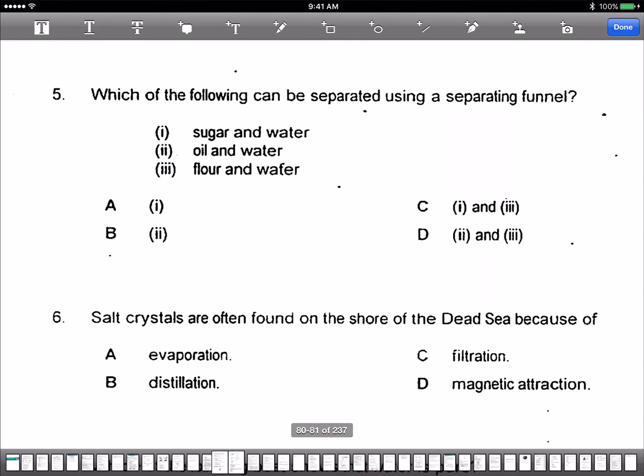Question 5. Which of the following can be separated using a separating funnel? The answer is B, oil and water. Okay, a separating funnel is not a filter funnel, so there's a difference. What's a separating funnel? Ever seen a separating funnel before?